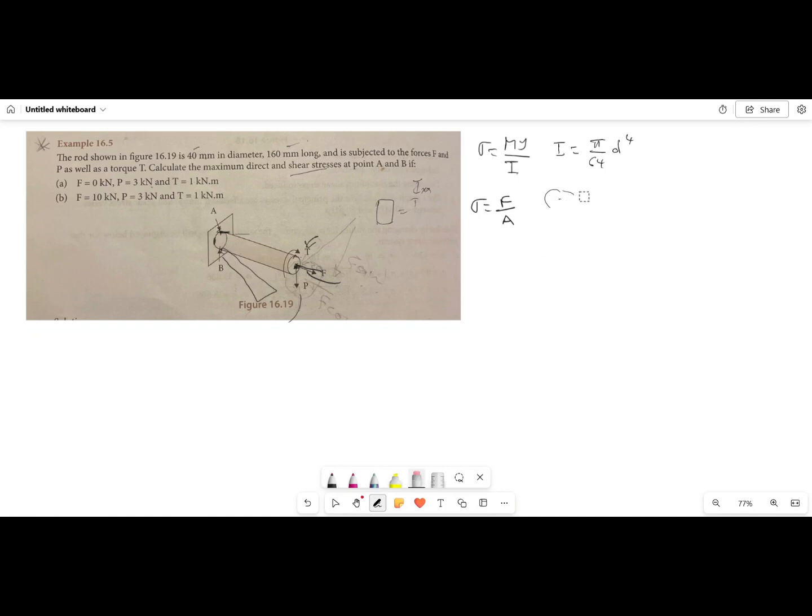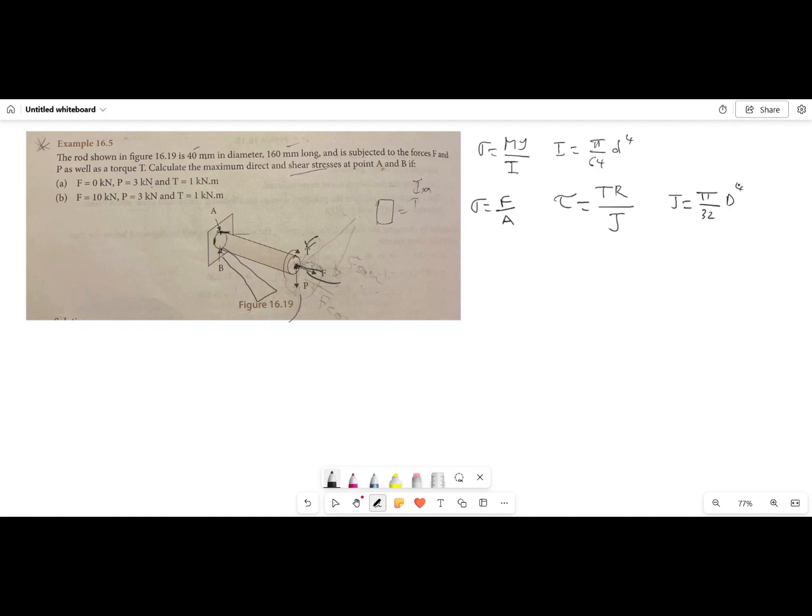Now, what is next? We also have a formula to get the shear stress. Shear stress is written like this, tau. It is torque times R, which is also the radius, divided by J. But J here is what we call the polar moment of inertia. The formula of J is simply pi over 32 diameter to the power 4.